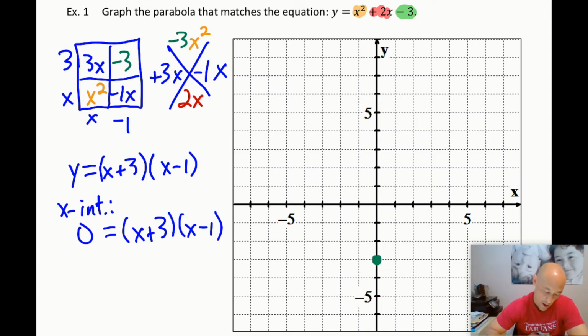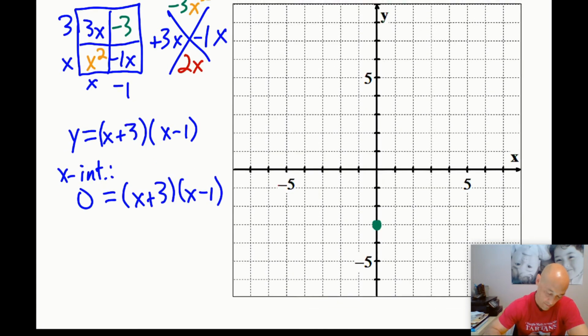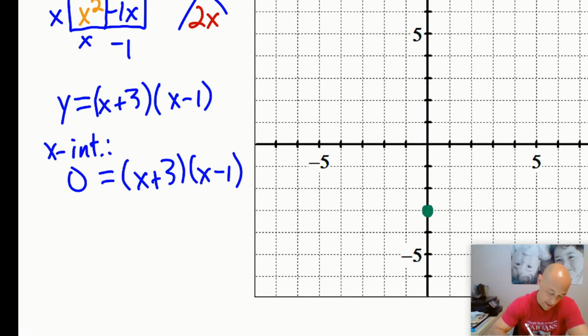Now the zero product property says, if we're multiplying two things together, and the product, the result of multiplying, is equal to 0, then either the first thing needs to be 0, or the second thing needs to be 0.